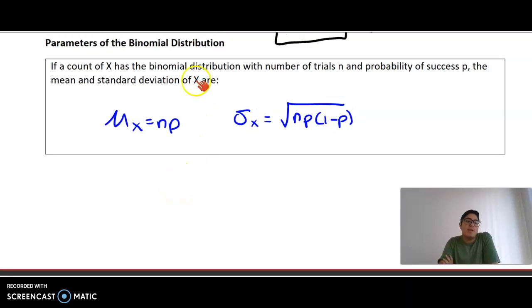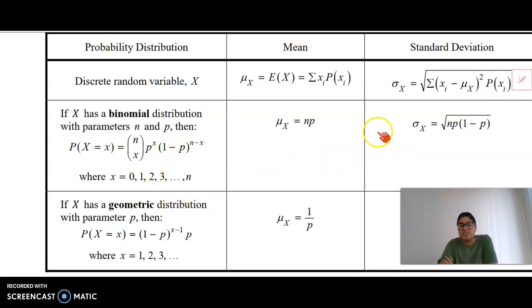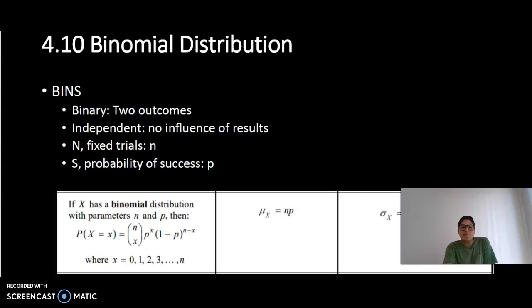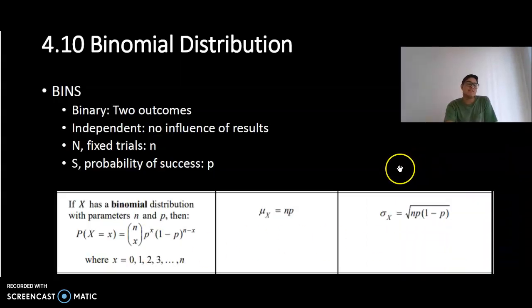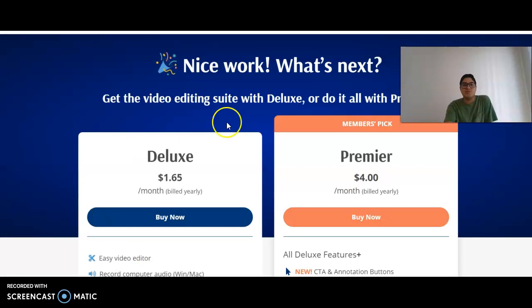Alrighty, now the parameters of a binomial distribution. If I go here to my handy dandy formula sheet, the mean and the standard deviation are listed for me, as well as the probability distribution function. So I do not have to bother to memorize these at all. The only thing I have to memorize and check is the BINS conditions: binary, independent, n fixed, s probability of success. And then these are just for my AP Stats formula sheet. So I just have to be able to recognize in which settings I'm going to use a binomial distribution.